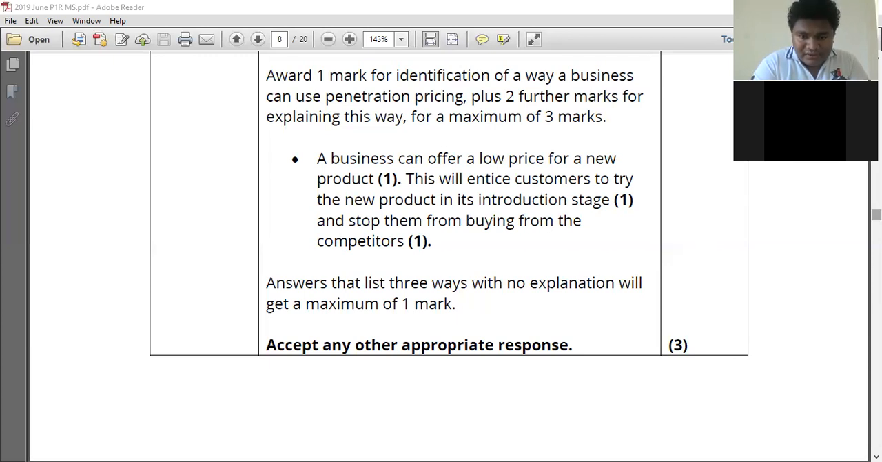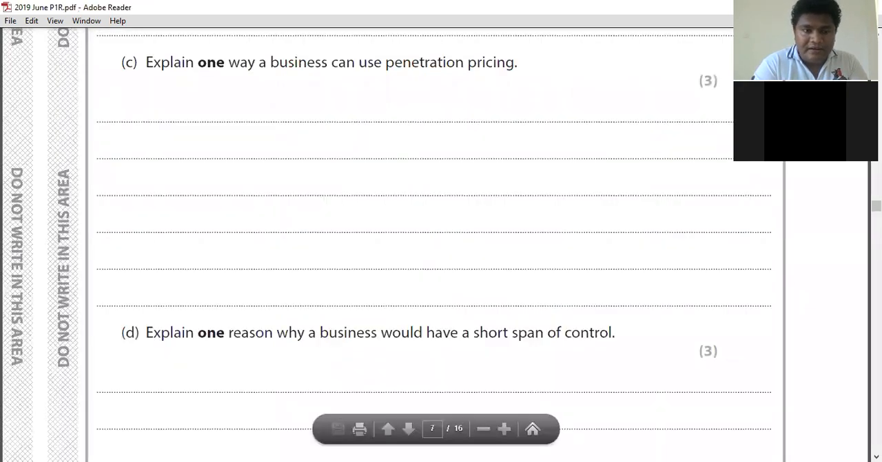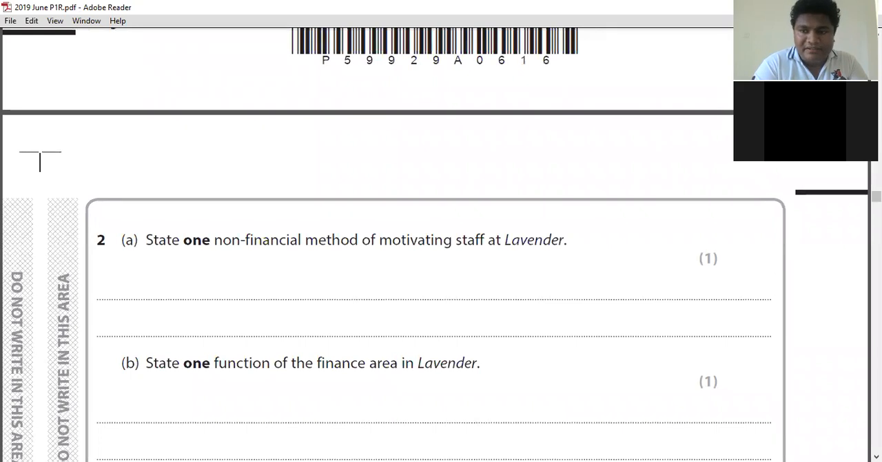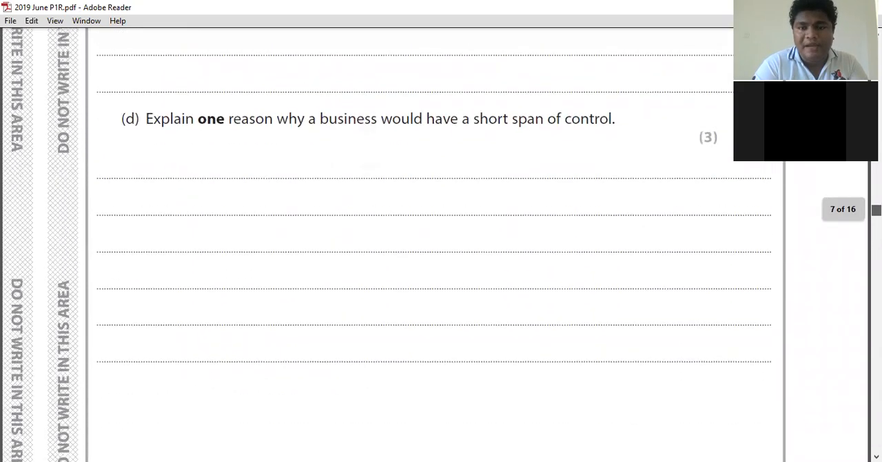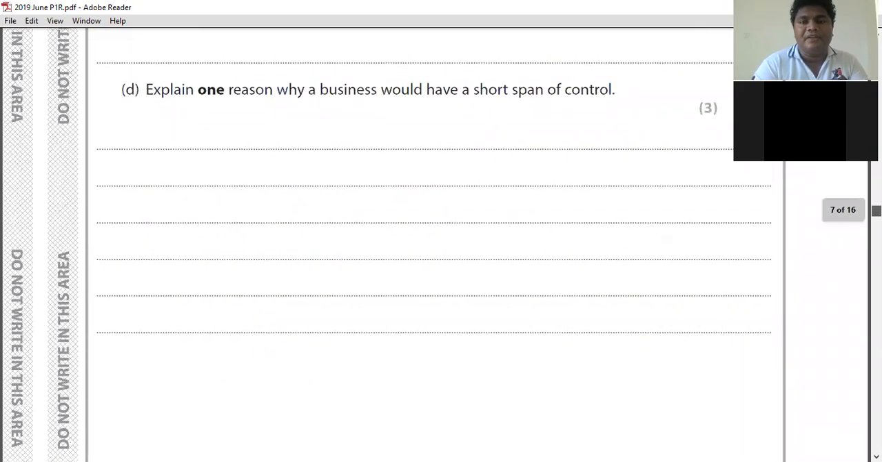We'll go to the next question. Question number 2, part D. Explain one reason why a business would have a short span of control. It's a 3-mark question from HR. So the opposite of short span of control is what? Large span of control. Short span of control means few subordinates are with you.